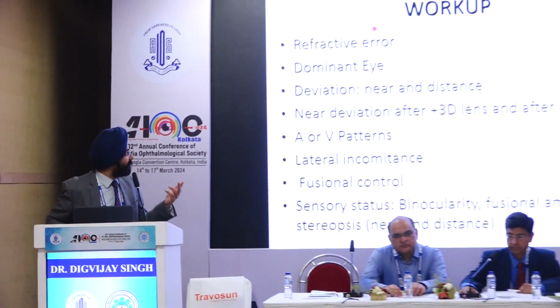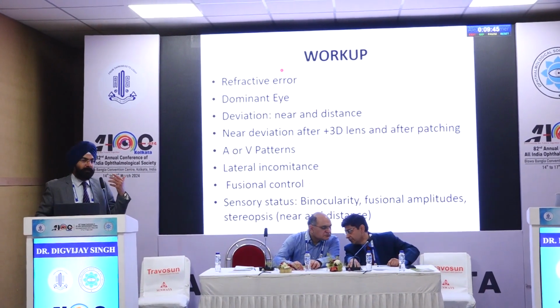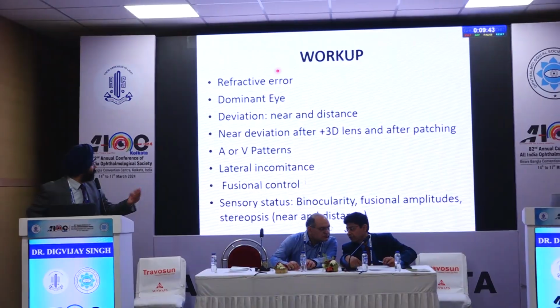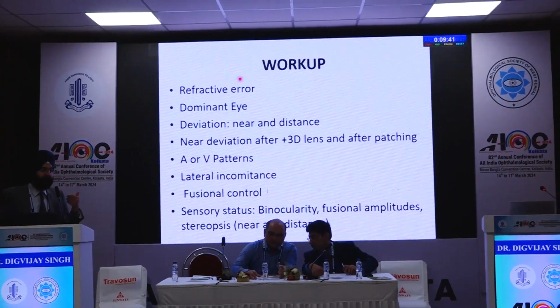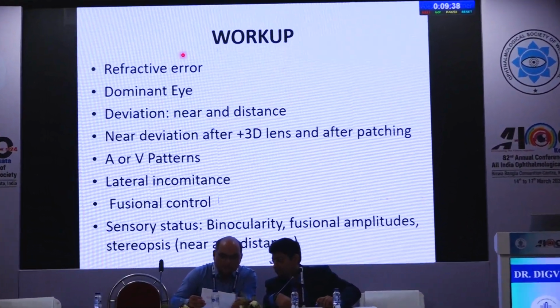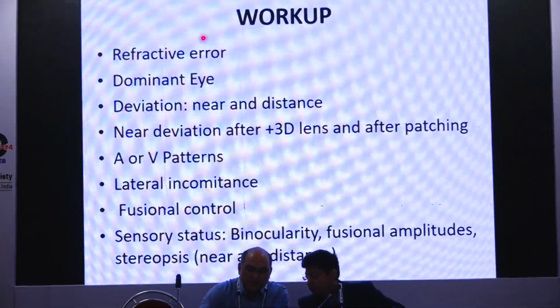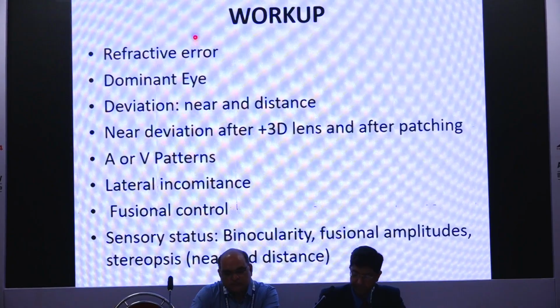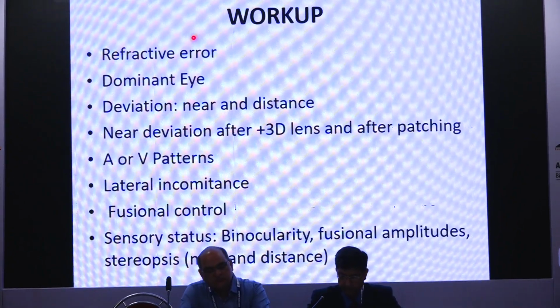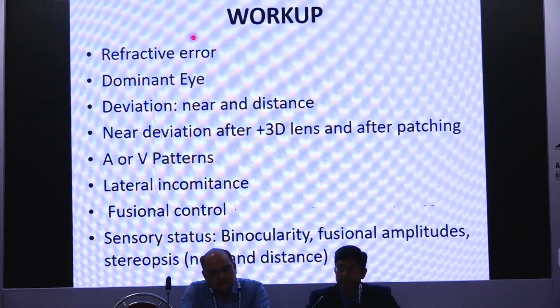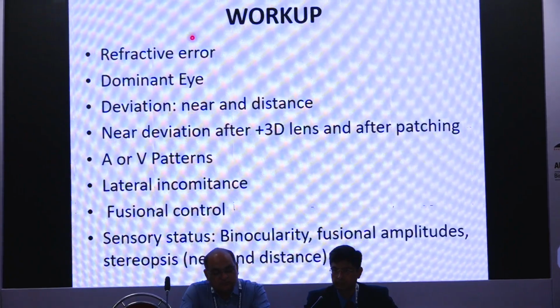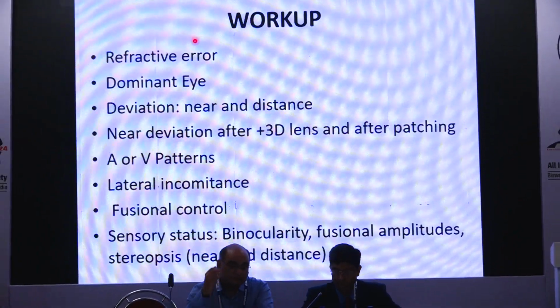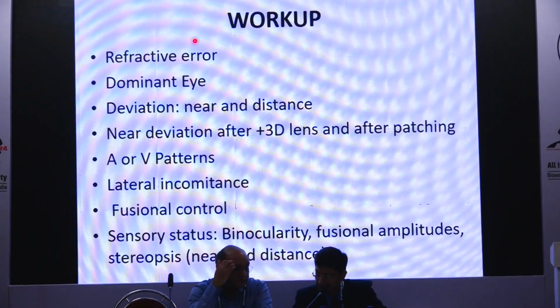The things in the workup that we have to look at primarily are: what is the refractive error, is there any anisometropia, is there a dominant eye, how is the deviation for near and distance, is there a difference in the near deviation after you give a +3 diopter lens and relax the accommodation, or if you do a patch test, is there a pattern, is there any lateral incompetence? How is the fusional control overall? And in terms of stereoacuity, how is the stereoacuity of the child, both up to the stereopsis as well?